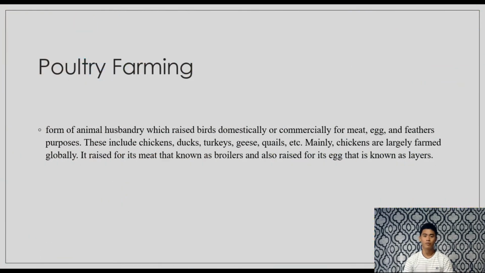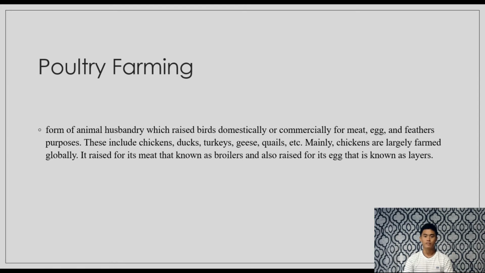Poultry farming is a form of animal husbandry which raises birds domestically or commercially for meat, eggs, and feathers purposes. This includes chickens, ducks, turkeys, geese, quails, etc. Mainly, chickens are largely farmed globally.